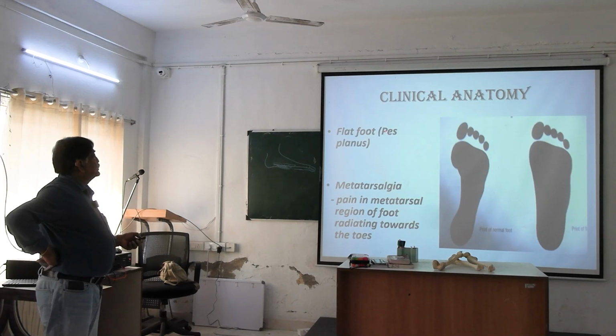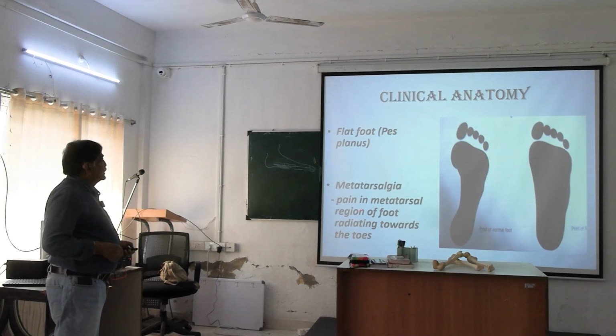Now, flatfoot is pes planus, and metatarsalgia is pain in the metatarsal region of the foot radiating towards the toes.